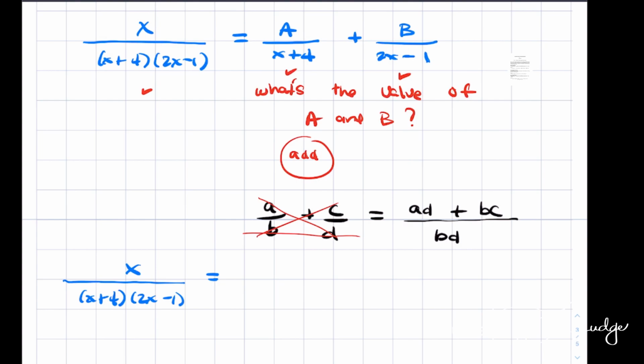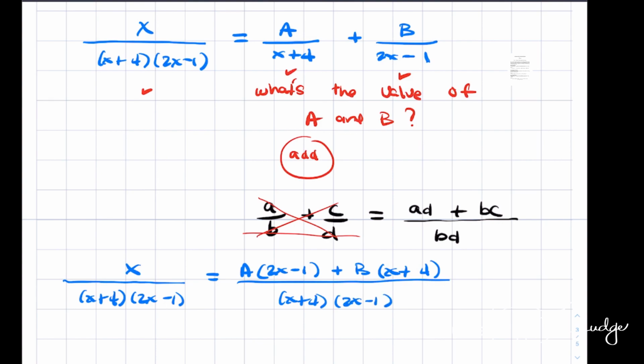Here's what we get, right? This is the left side, and by the right side, we get the following. Using our shortcut, we're going to get the constant A times 2x minus 1 plus the constant B times x plus 4, over x plus 4 times 2x minus 1. So I'm writing my left side and my right side.